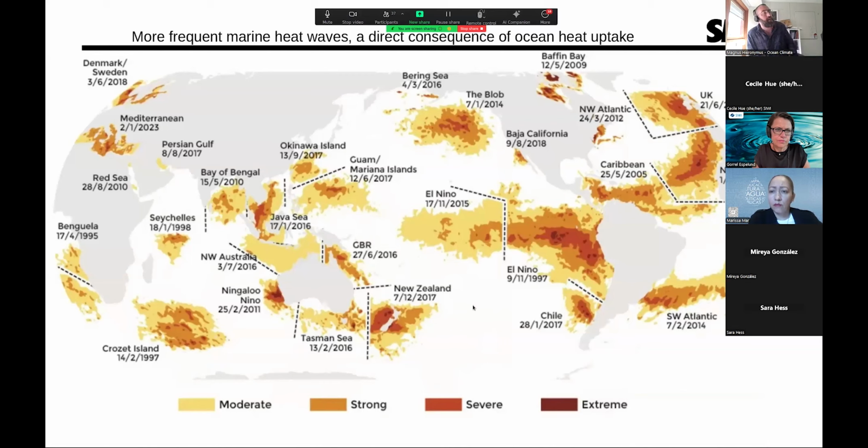And this is quite visible. This is a map of marine heat waves that have occurred in the last almost 30 years. And we can see that basically all parts of the global ocean have had marine heat waves. Some of them extreme and some of them more moderate, but they occur everywhere. And of course, they would occur even without climate change, but they occur much more, and they are stronger now because we have climate change.